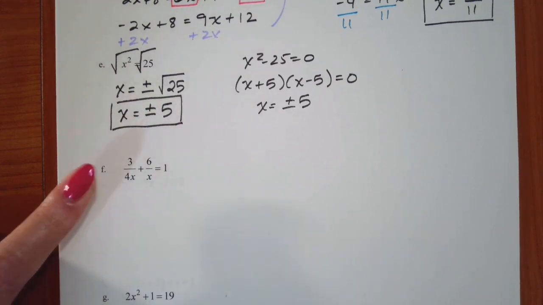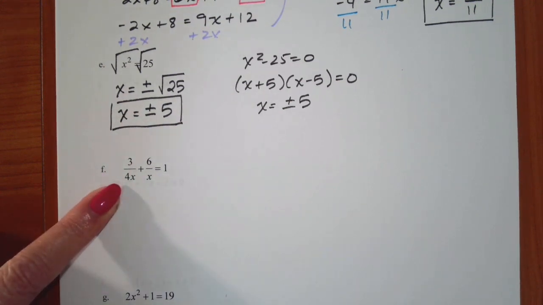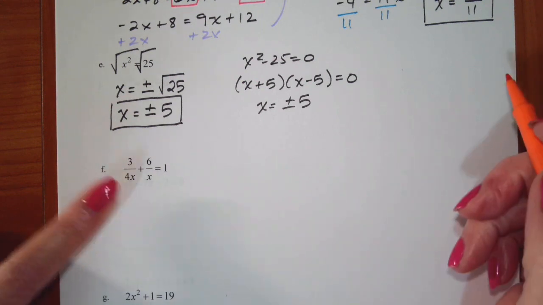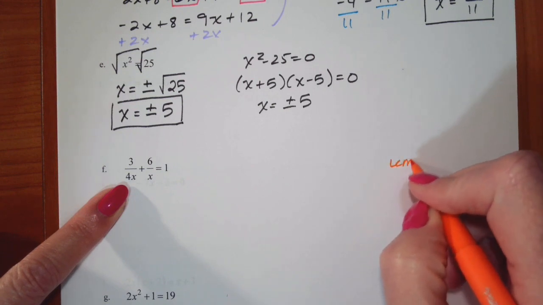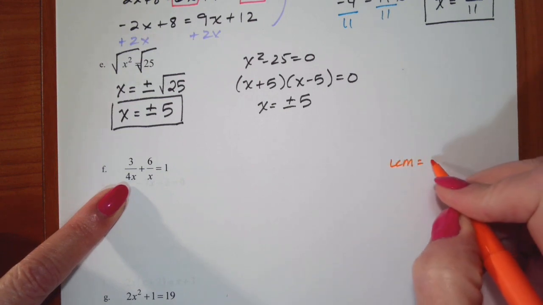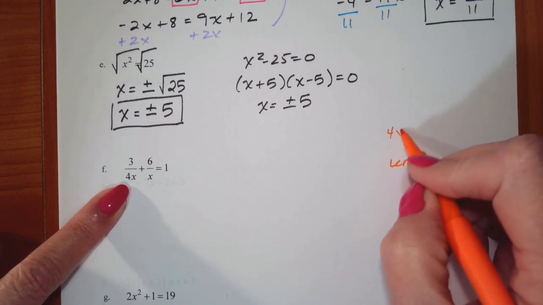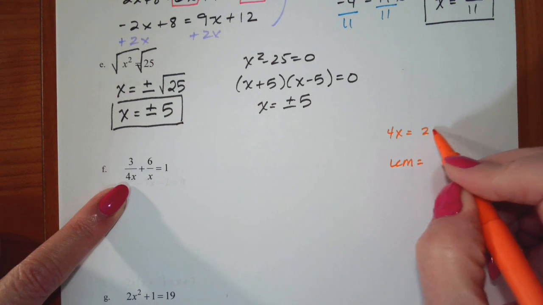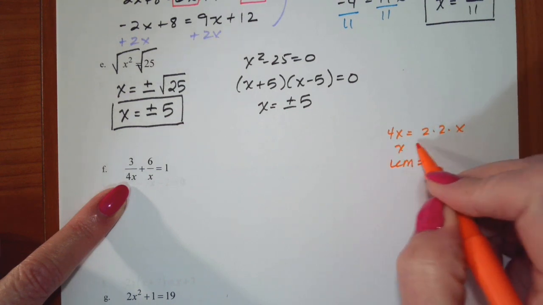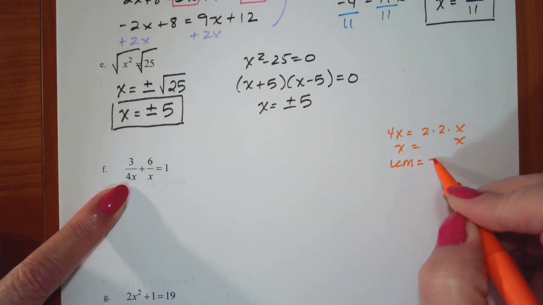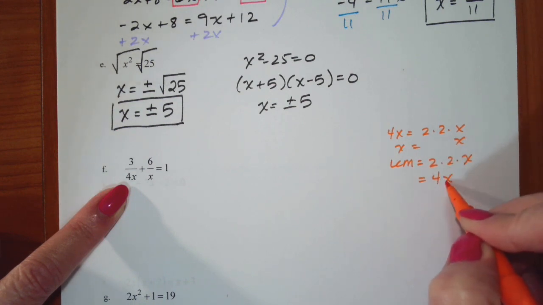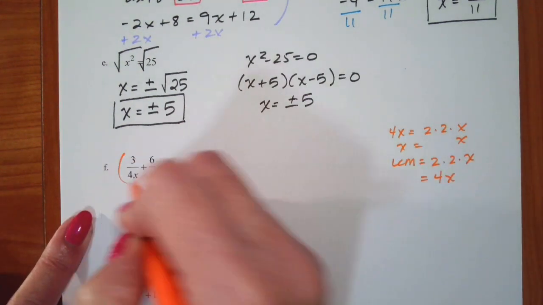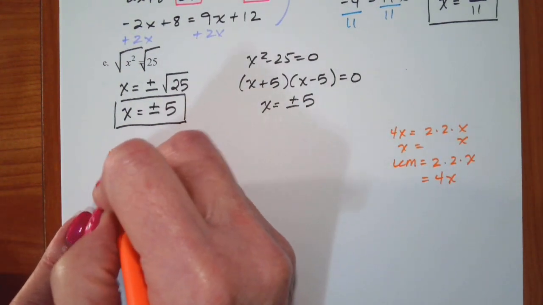Okie dokie. Here I've got a rational expression. I have to get rid of the fractions. So that means I have to find the LCM. Well, 4x is equal to 2 times 2 times x, and x is just equal to x. So the LCM is 4x. So that means I'm going to multiply everything by 4x.